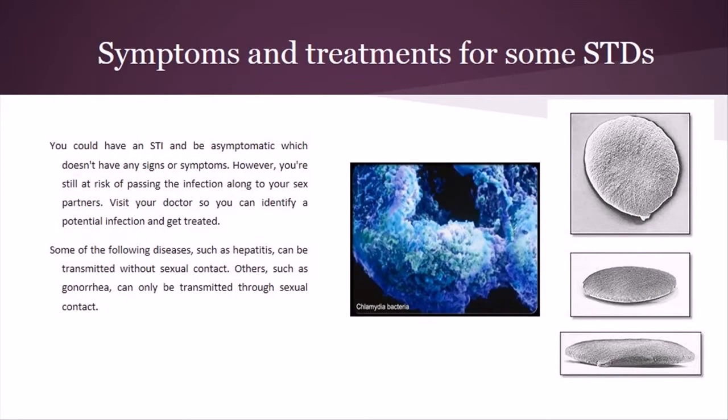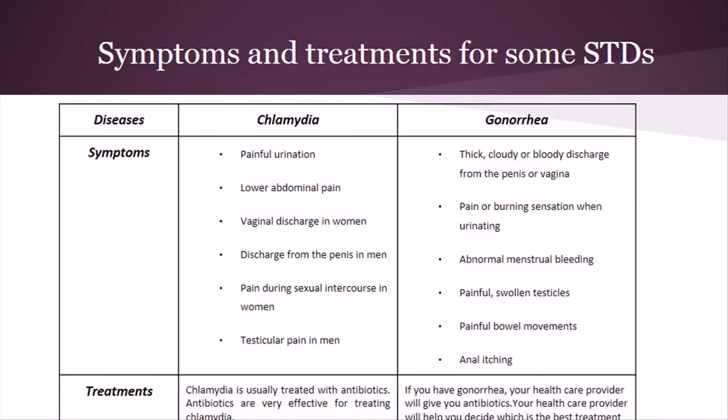Symptoms and treatments for some STDs. You could have an STI and be asymptomatic, which means you don't have any signs or symptoms. However, you're still at risk of passing the infection along to your sex partners. Visit your doctor so you can identify a potential infection and get treated. Some of the following diseases, such as hepatitis, can be transmitted without sexual contact. Others, such as gonorrhea, can only be transmitted through sexual contact.